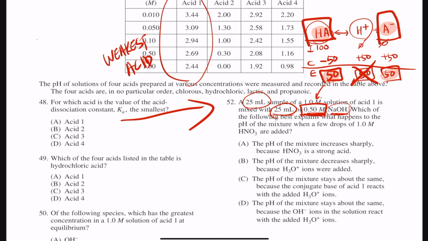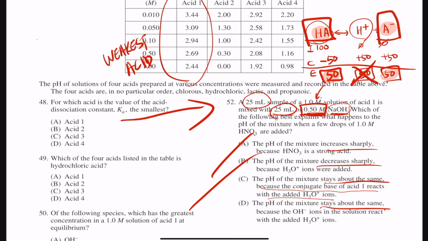So what's going to be the answer? Well, increases sharply? Absolutely not. It's not going to change. Stays about the same. What's the reason behind it? Well, C says because the conjugate base of the acid will react with the H3O, the hydronium ions.